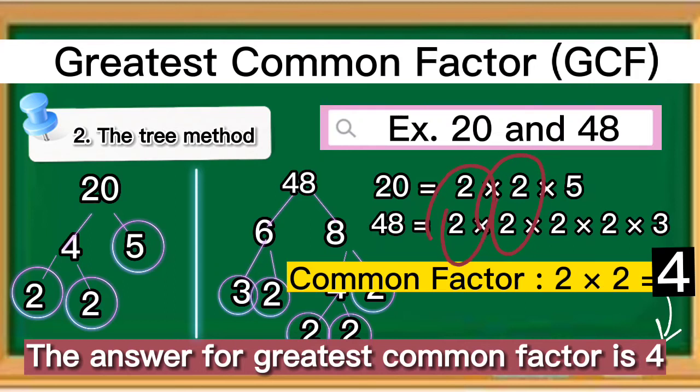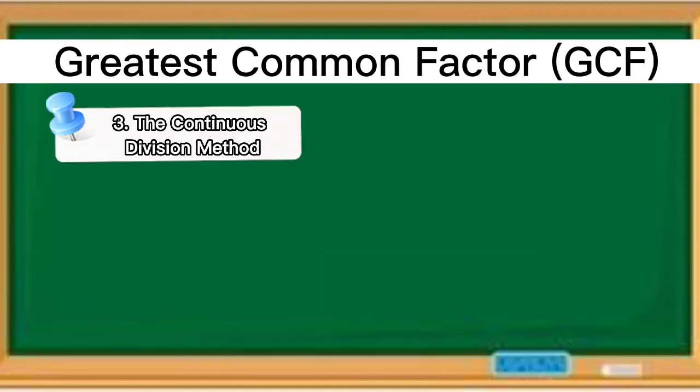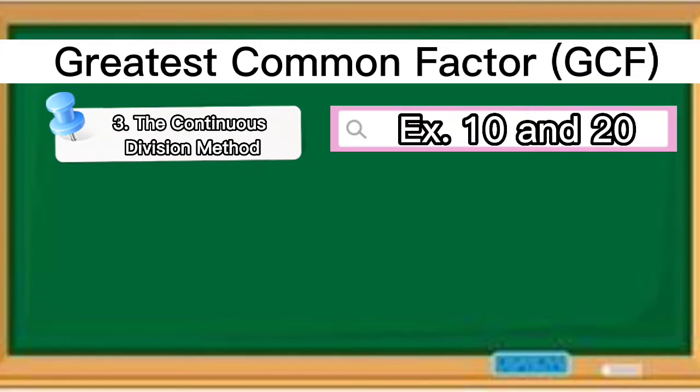Congratulations! Now, let's go to our last method, the continuous division method. Again, we will deal with the same set of problems for our continuity of learning, and especially to prove that whatever method you may use, it's the same answer. The first example is 10 and 20. Now let's apply this method.